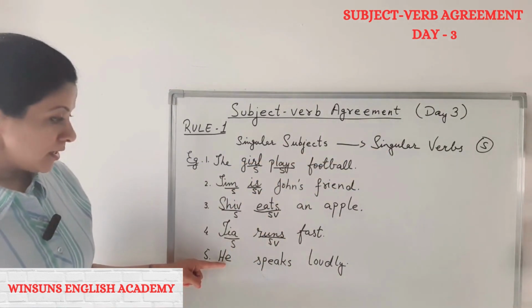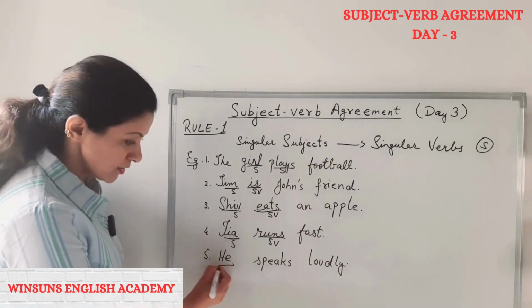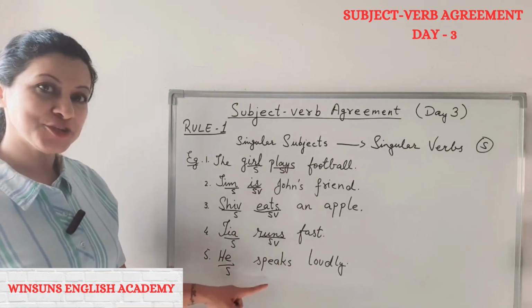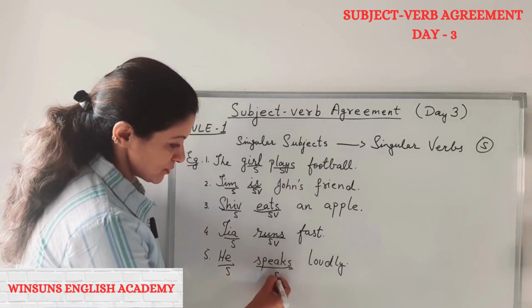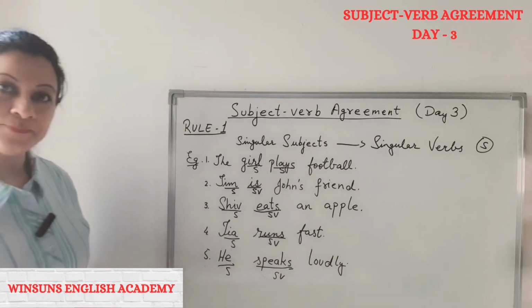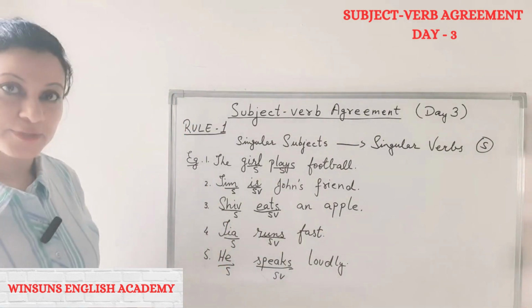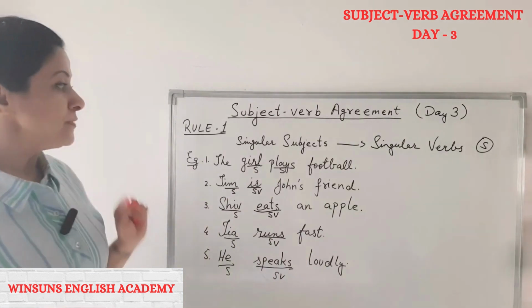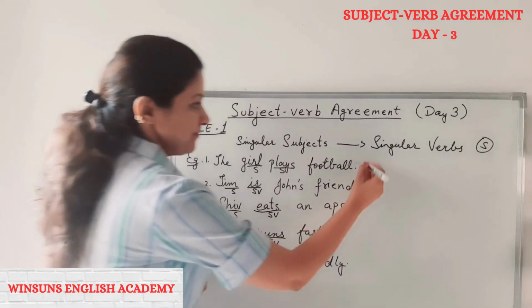He speaks loudly. Now, he again is singular. Speaks, not speak. It should be speaks, with S. So this one is also a singular verb. Now, remember, fastly is grammatically incorrect. It's always fast, not fastly. Now, let us look at the power of S.